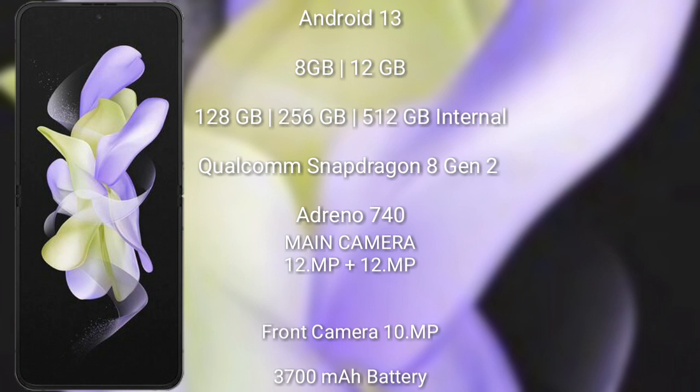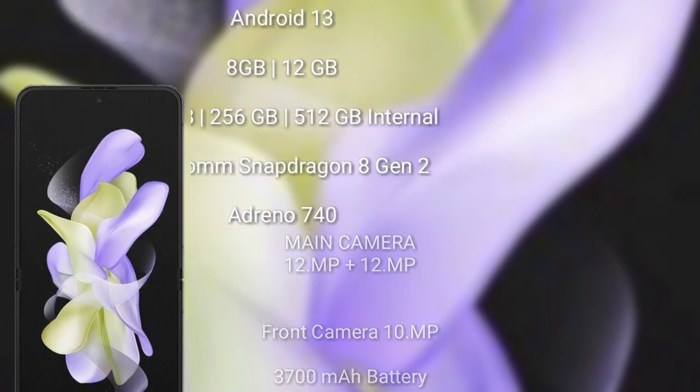Samsung Galaxy Z Flip 5 comes with 8GB, 12GB RAM and 128GB, 256GB, 512GB internal storage, and it's powered by Qualcomm Snapdragon 8 Gen 2 processor and GPU Adreno 740. Rear side dual camera setup, 12MP plus 12MP, and its front camera 10MP, 3700mAh battery, 25W fast charging support.